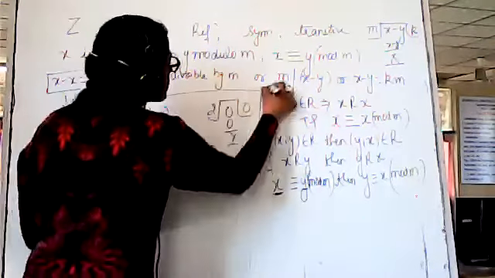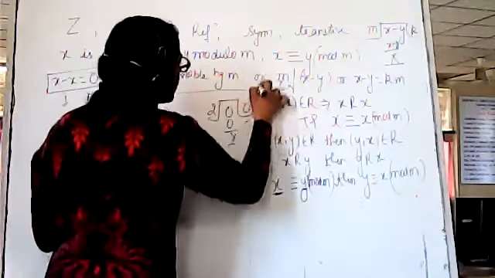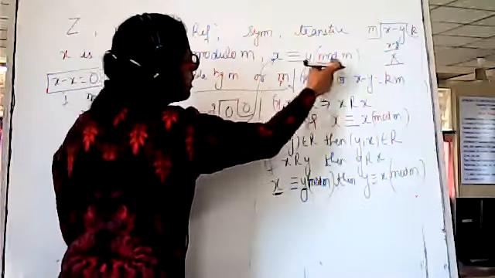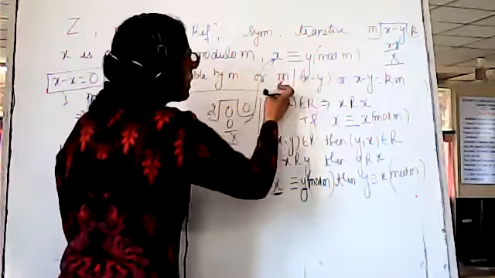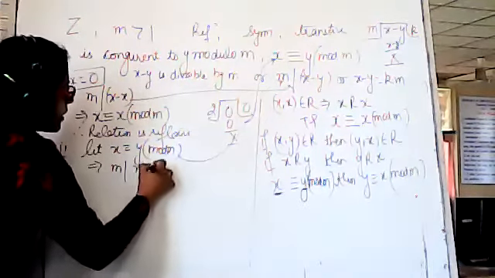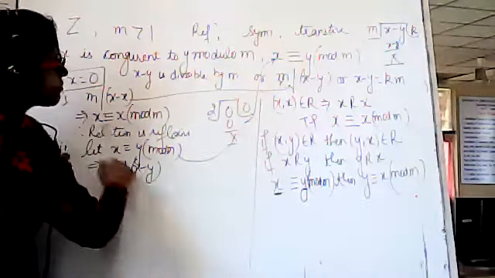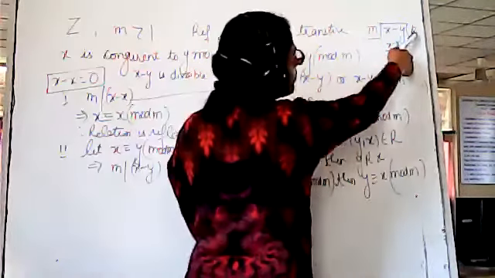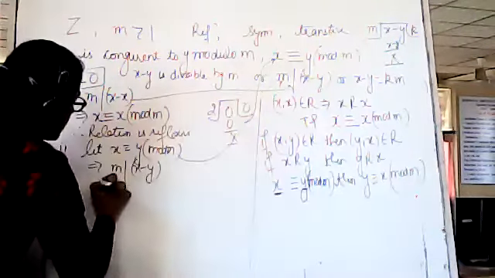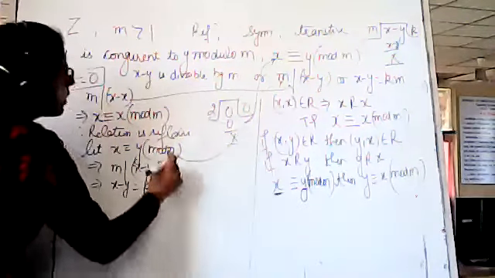Again comparing this relation with this, x is congruent to y mod n. If we have x is congruent to y mod n, then we can write m divides x minus y. So we can write m divides x minus y. If m divides x minus y, then there will be some quotient k. Let that quotient be k. It implies that x minus y is equal to k into m.